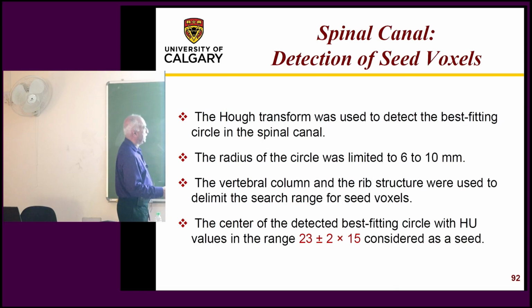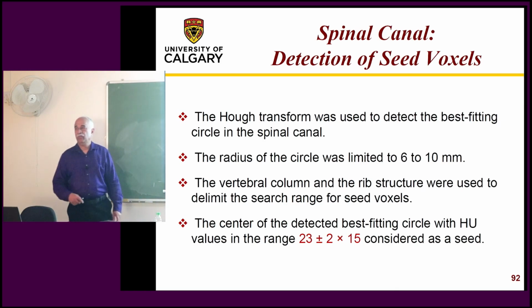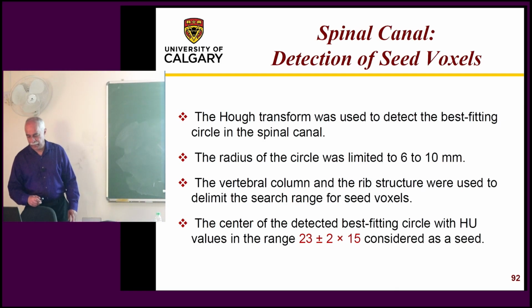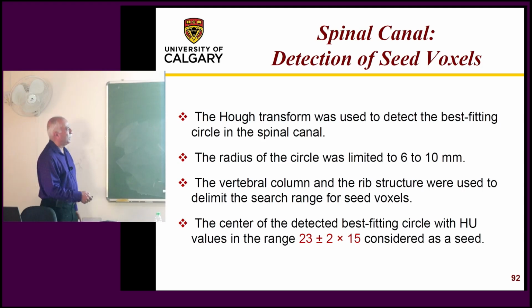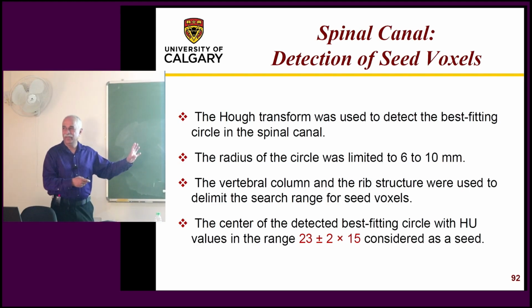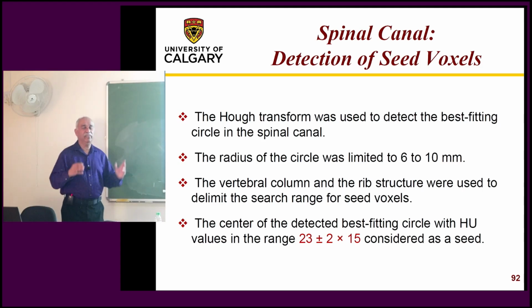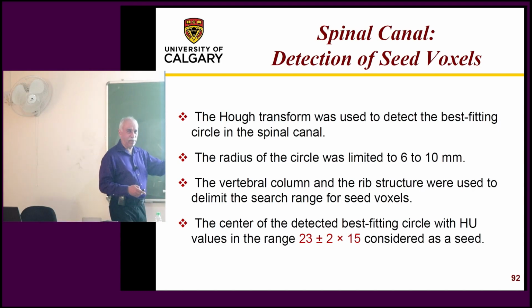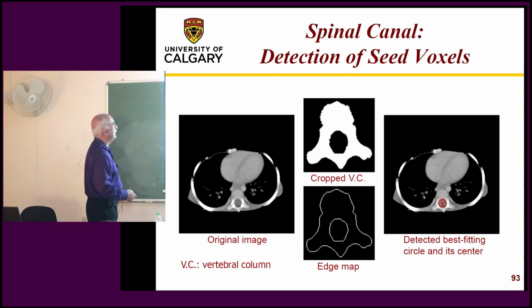The center of the detected best fitting circle has Hounsfield unit values in the range of mean plus 2 standard deviations, again 23 plus minus 2 times 15. Now this goes a little outside. It goes negative. So 23 minus 30. That's the range. If you take statistics, sometimes you go out of that range. If you say I want mean plus minus 2 standard deviations, that's a little too wide. But that rule was applied to all of these steps.